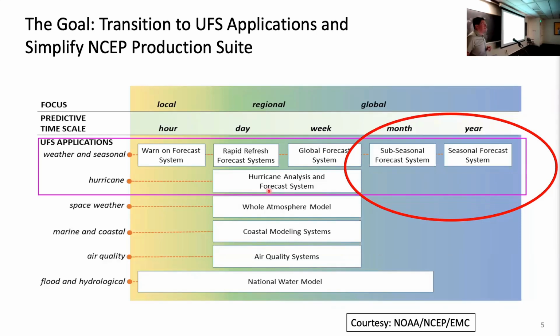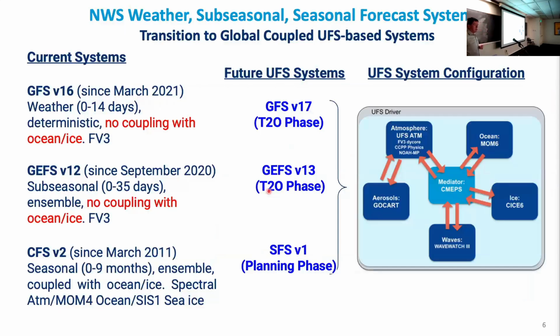Of the months to year timescale. So just go over quickly on what the Unified Forecast System is. Just look at this right box here. It's a multiple component system that has an atmosphere model that also includes a land model in there.